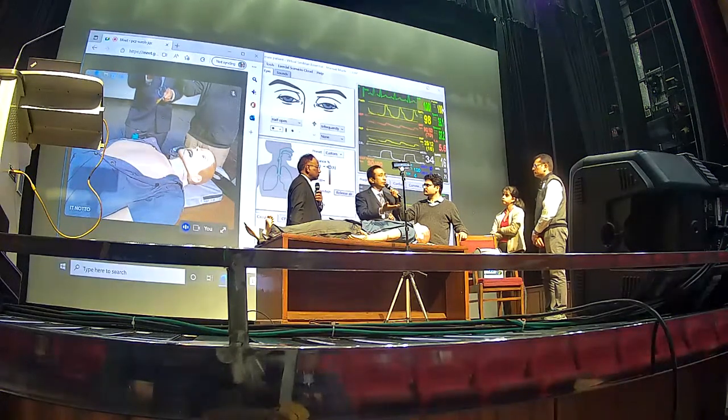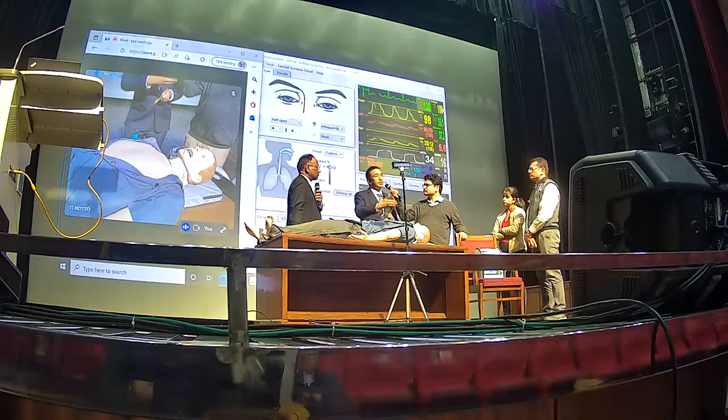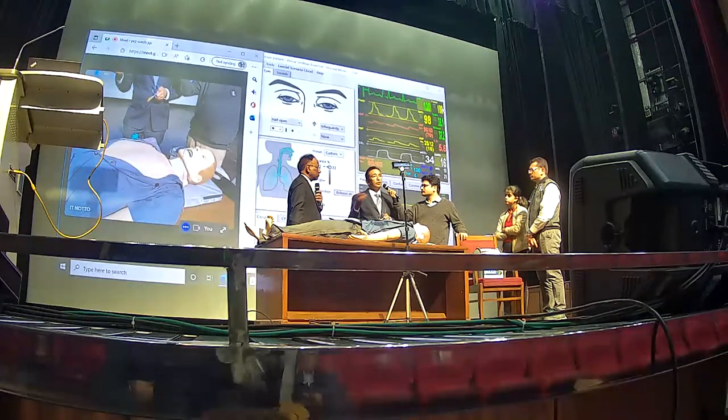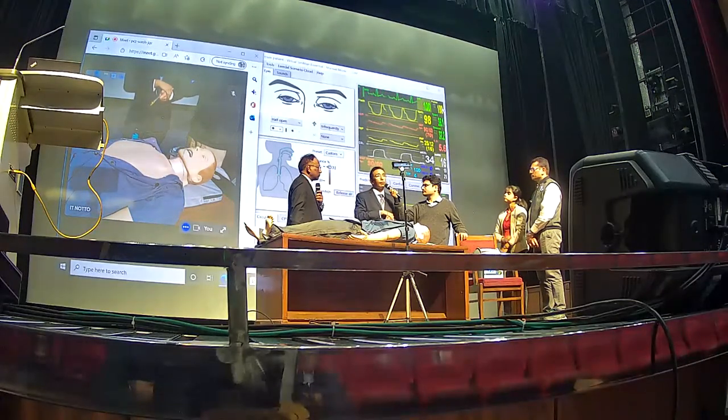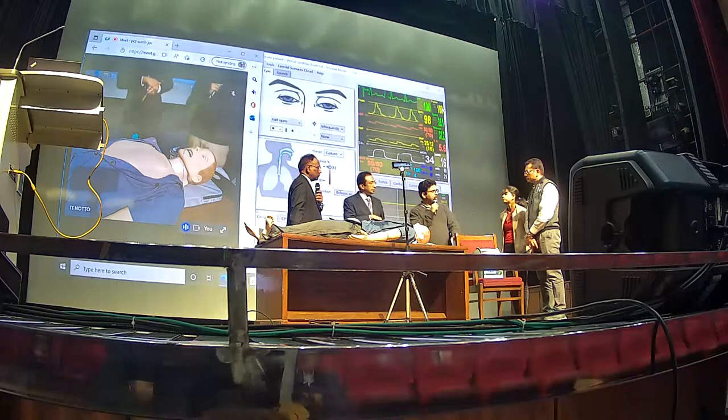You can do it on the normal side, and also look for the consensual reflex on the other side. And in those cases, you can always rely on ancillary tests to confirm that brain death has happened.